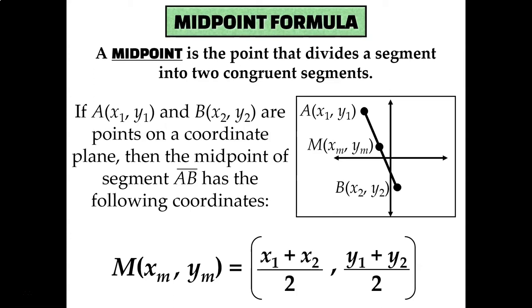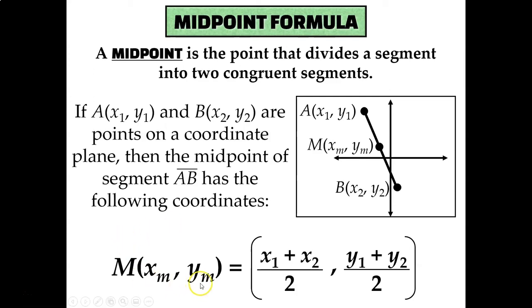Remember that from a few lessons ago, a segment bisector is a line or a ray or a segment that divides a segment in half. The midpoint is basically just where the segment bisector intersects that segment. In a coordinate plane, we use this formula to calculate the coordinates of a midpoint, which looks way more complicated and scary than it actually is.